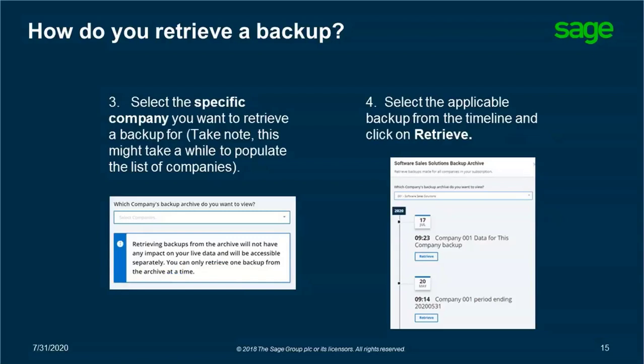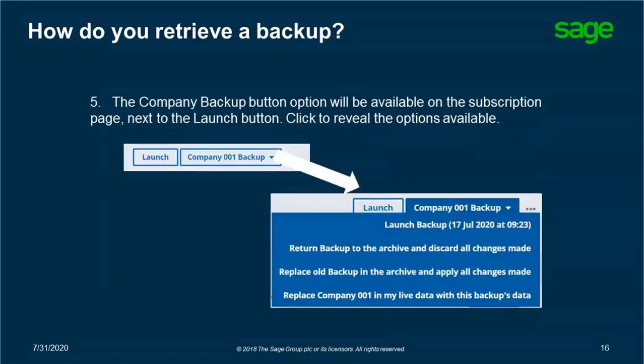After you've selected your company, as you can see on point 4, you'll see the archive timeline, which indicates the date when the backup was made, the name of the backup, because you are also able to name some of the backups, for example the ad hoc ones, and then the button to retrieve them. If you click on the Retrieve button, it will take you back to your subscription page. You'll notice that there's a new button next to your Launch button, and it will refer to Company with the company number Backup.